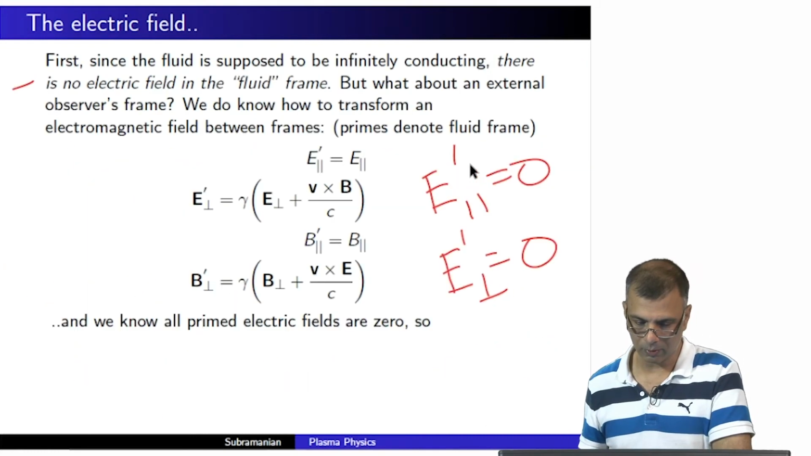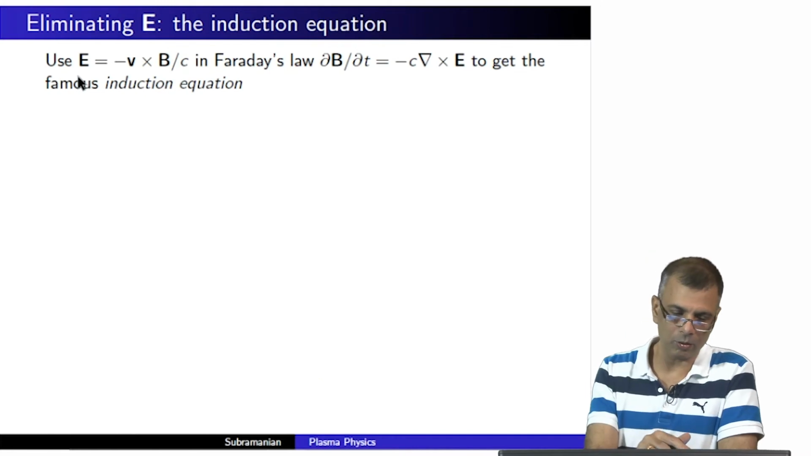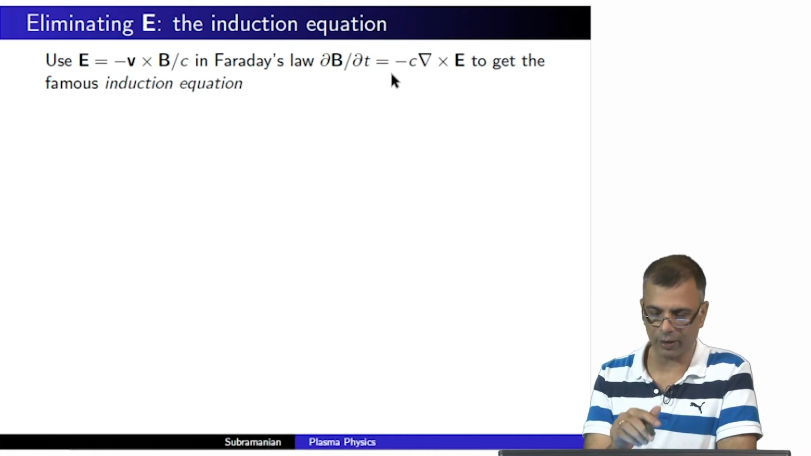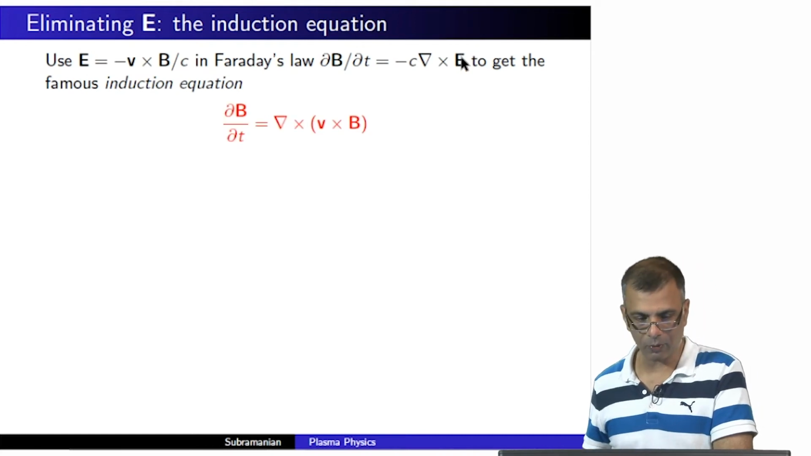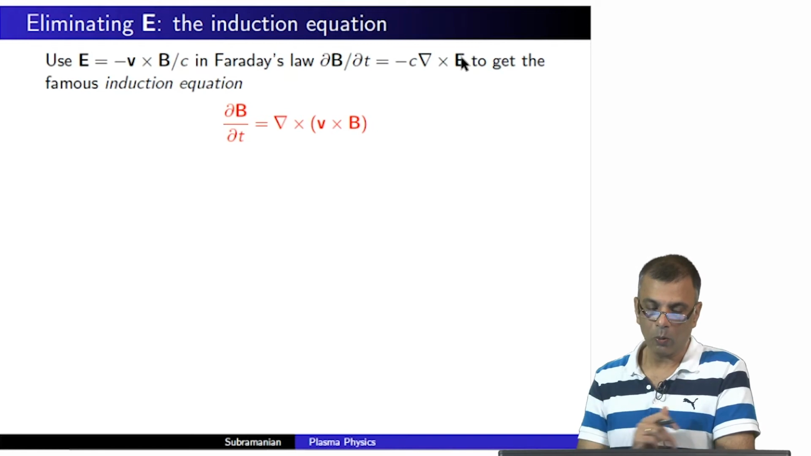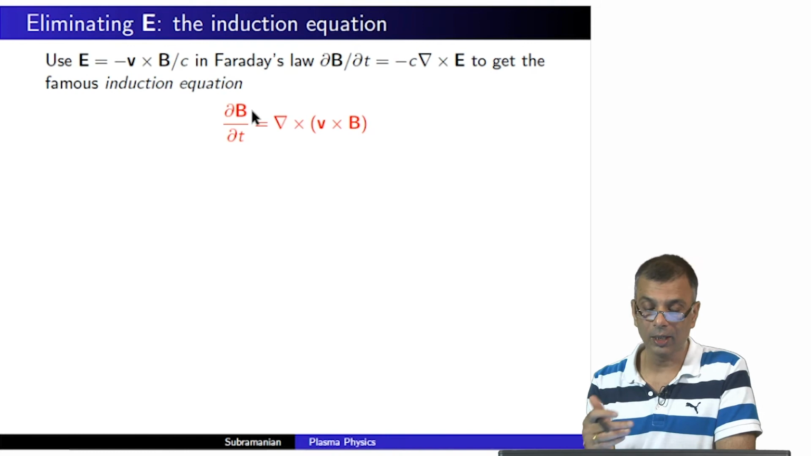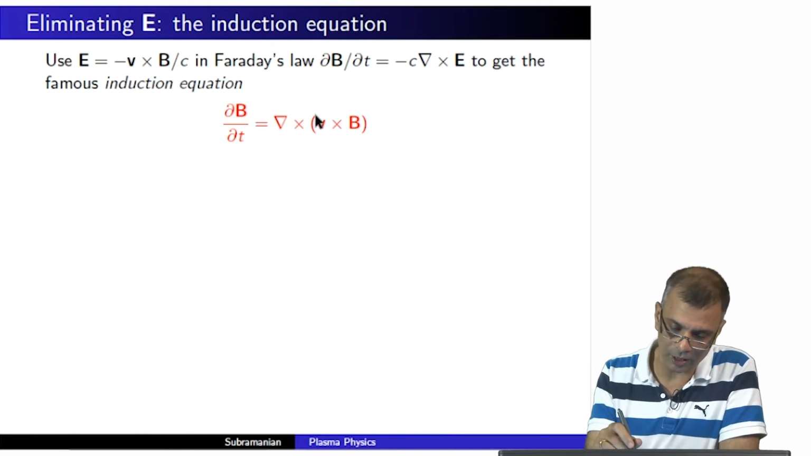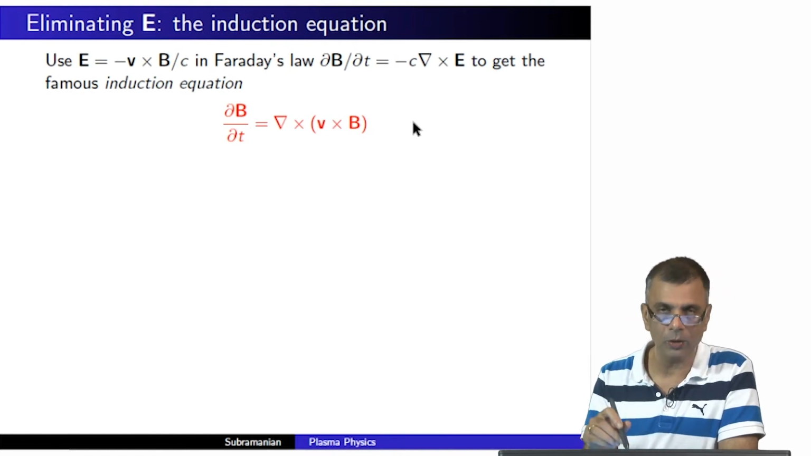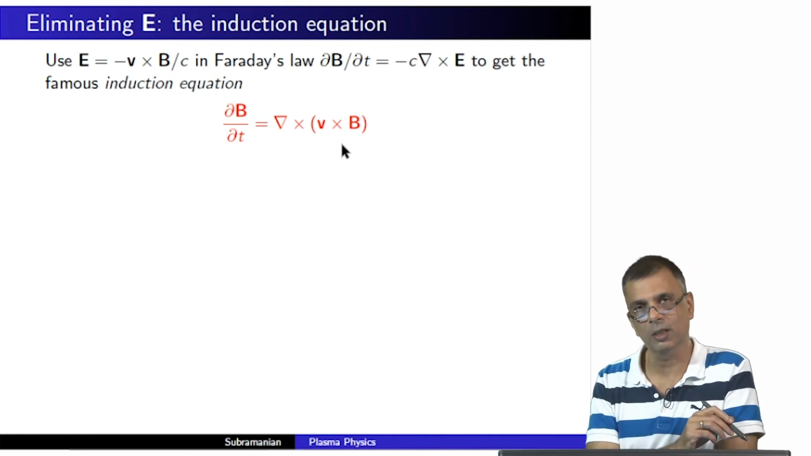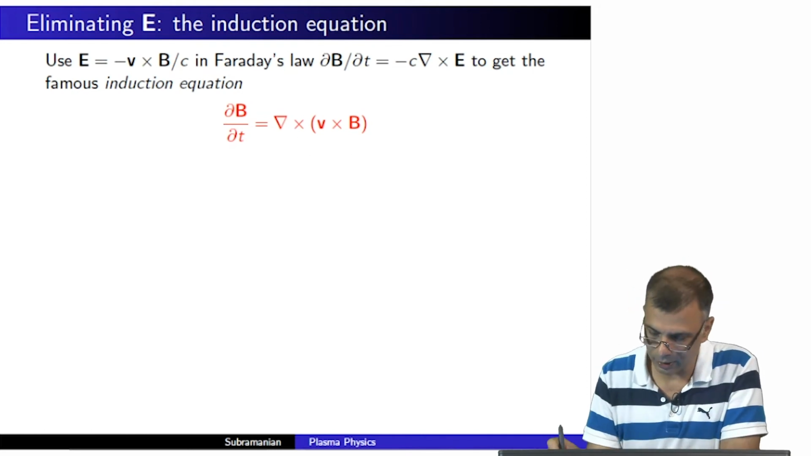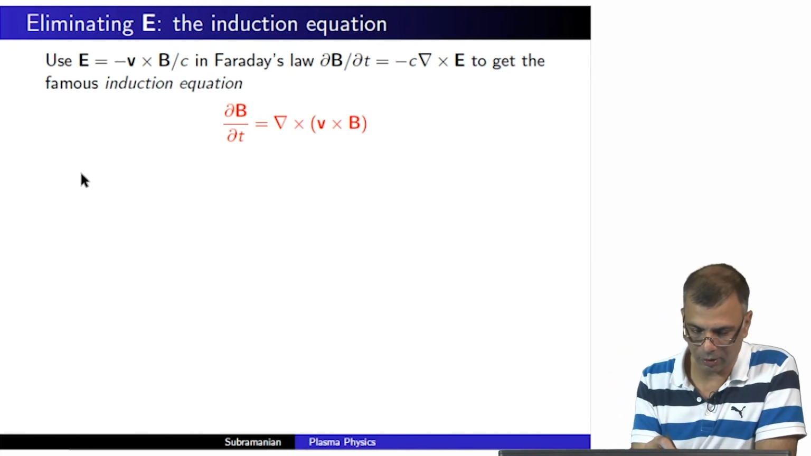Okay. So we are going to use E equals minus V cross B over C in Faraday's law, to eliminate this E in order to get what is called the induction equation, which gives you the time evolution of B. There is only B you see in this equation, there is no E at all. Okay. So, given a certain velocity field, this tells you how the magnetic field evolves. That is what this equation is telling you.